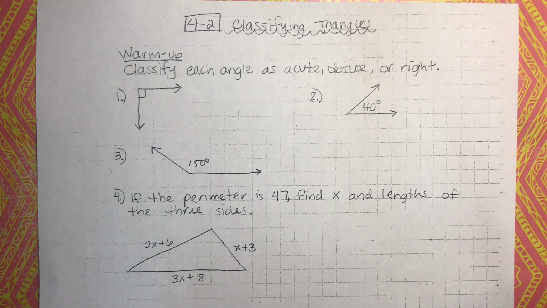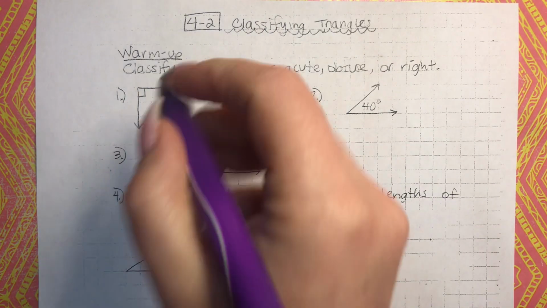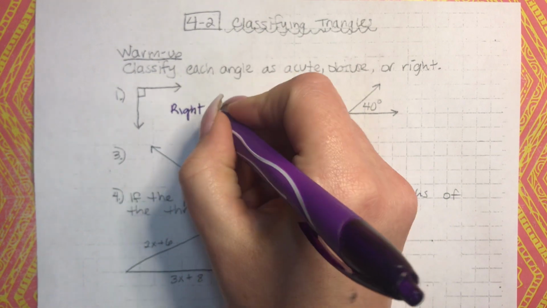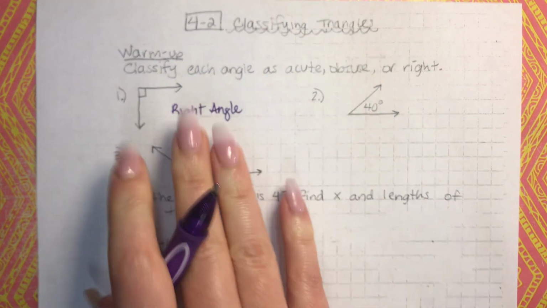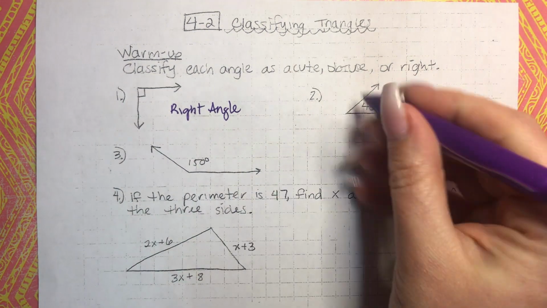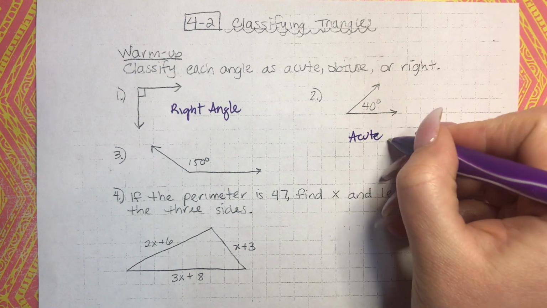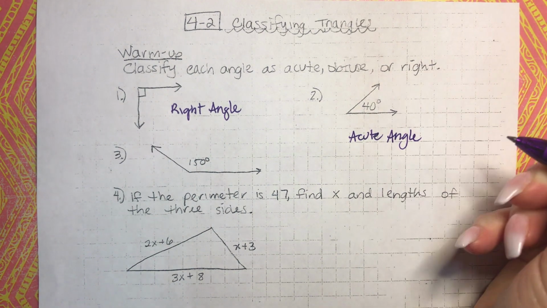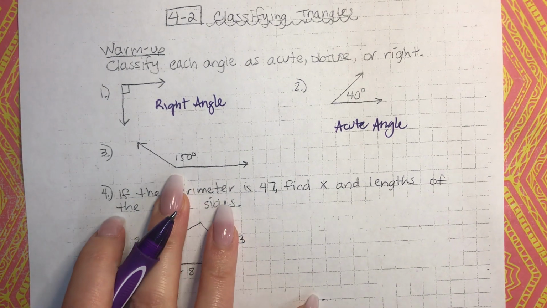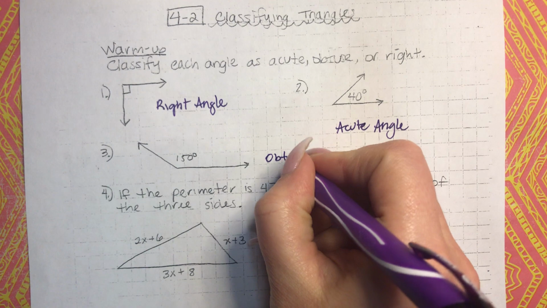Okay, let's see how you did. So to classify each angle, this has this right angle, so this is a right angle. It has that little box there, means 90 degrees. So if you got that one right, good job. This one is less than 90, which means it's an acute angle. It is so cute. All right, so acute angle. And then number 3 is over 90 degrees and less than 180, which makes it an obtuse angle.